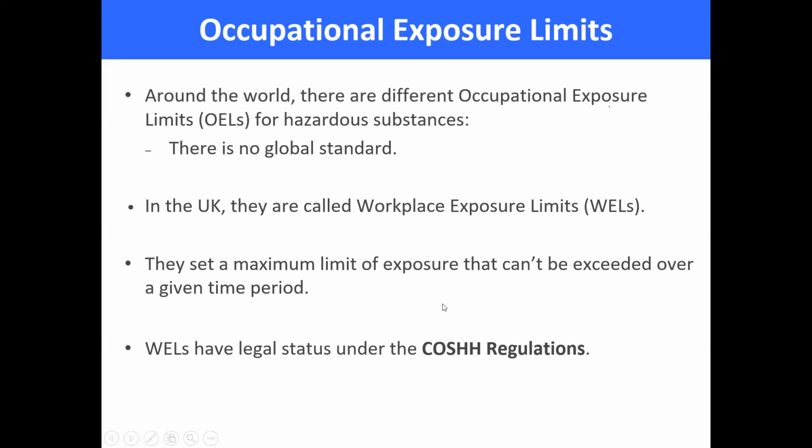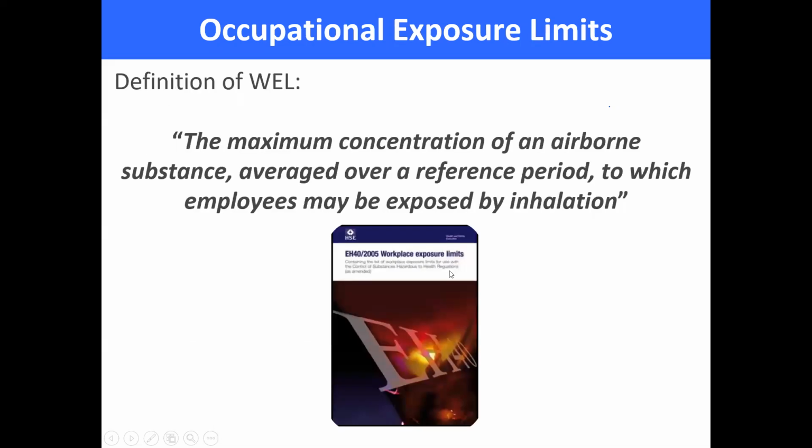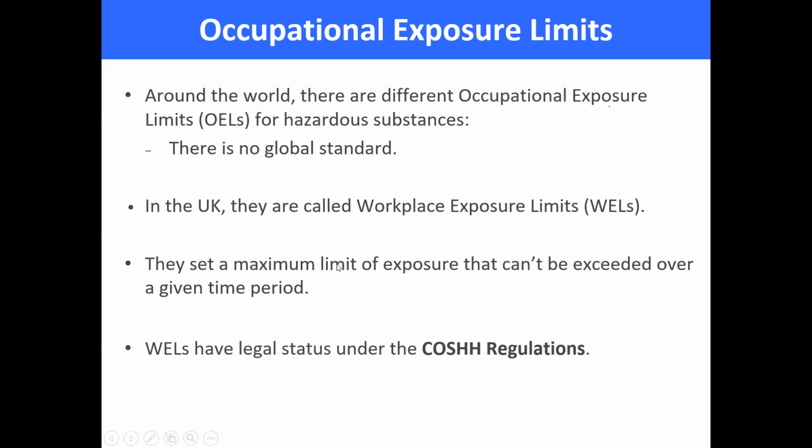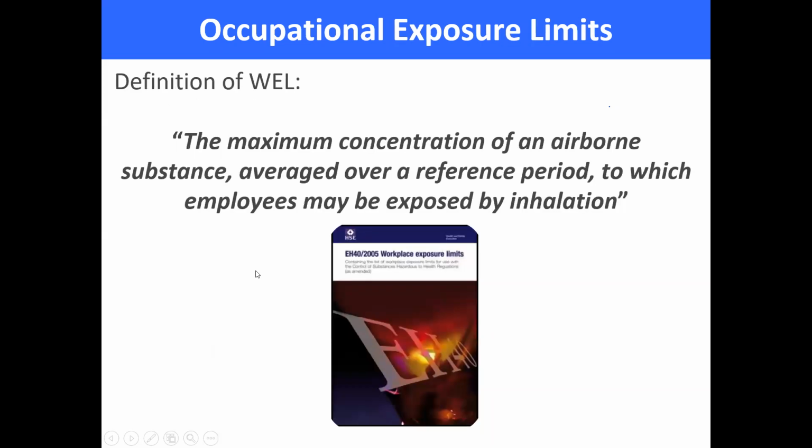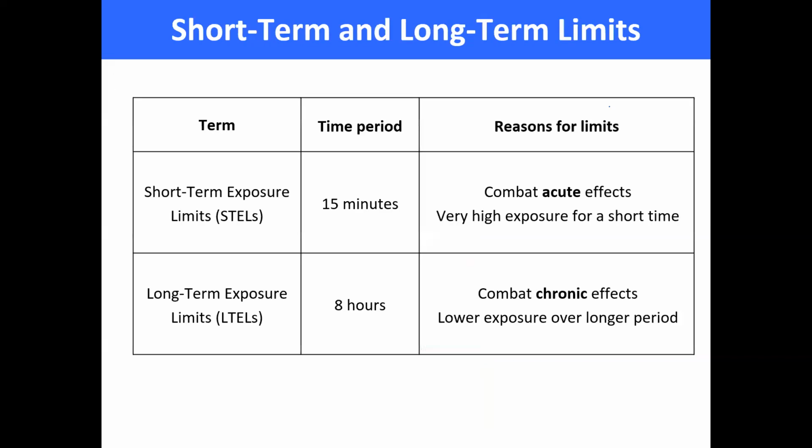So they are used around the world, and there are many different occupational exposure limits. In the UK, they call it the workplace exposure limits, which basically set the limit of exposure that cannot be exceeded over a given period of time. The workplace exposure limits have a legal status under the COSHH regulations. COSHH regulations are the Control of Substances Hazardous to Health. Okay, what is the definition of workplace exposure limit? The maximum concentration of an airborne substance averaged over a reference period to which the employees may be exposed. Okay, you don't need to remember these short-term exposure limits.